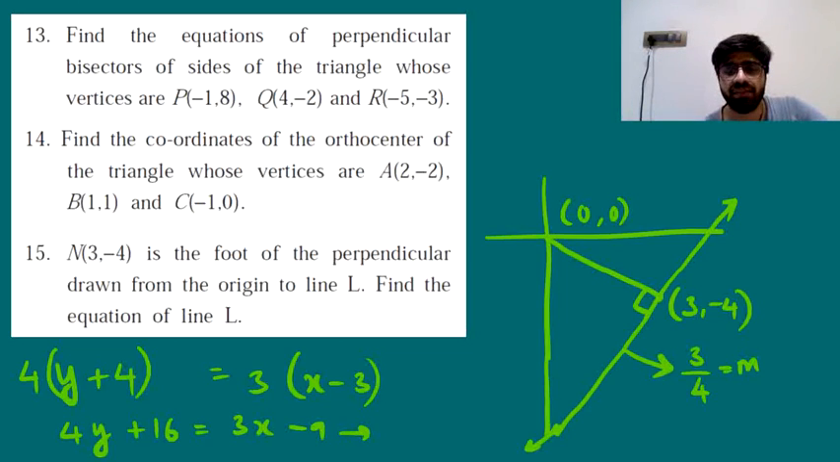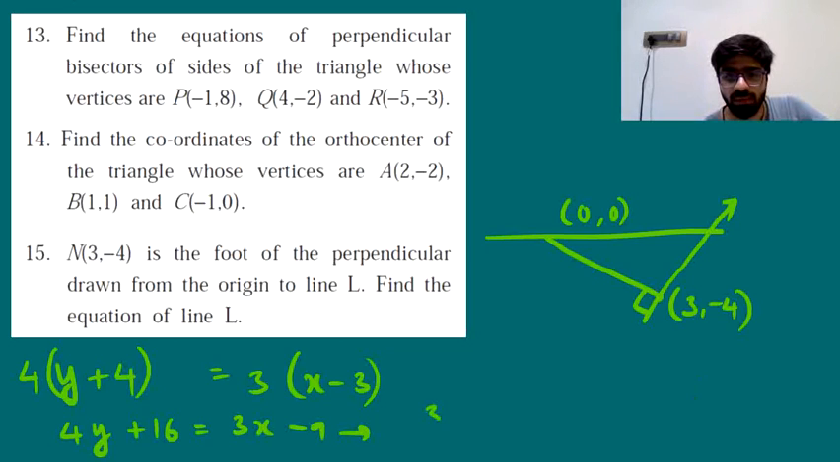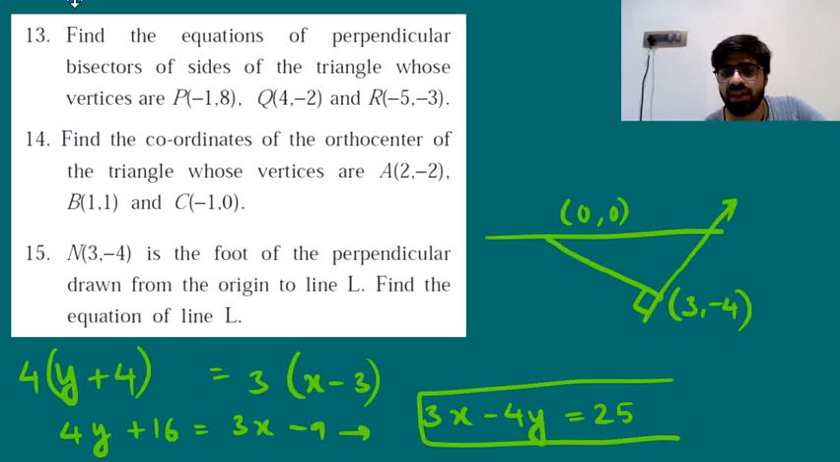Take everything on the right hand side. So the equation will become 3x minus 4y. Take this minus 9 on the left. So you will have equal to 25. So 3x minus 4y equal to 25 is the equation of our required line in question number 15.